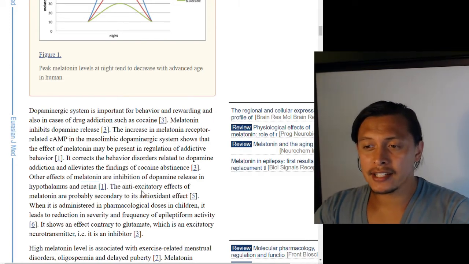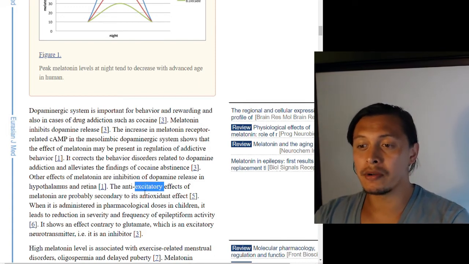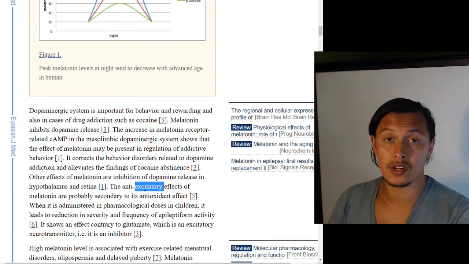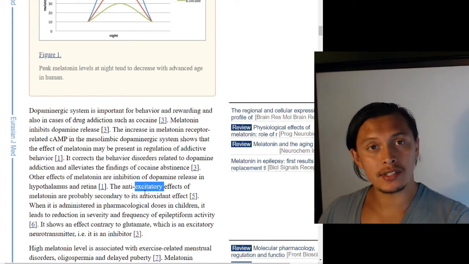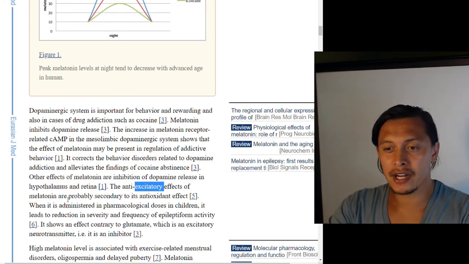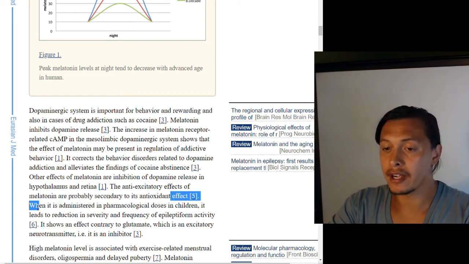The anti-excitatory effects of melatonin, anti-excitatory meaning when a nerve cell becomes excited, it will then release or send a signal down. Melatonin suppresses that excitatory response. The anti-excitatory effects of melatonin are probably secondary to its antioxidant effects.